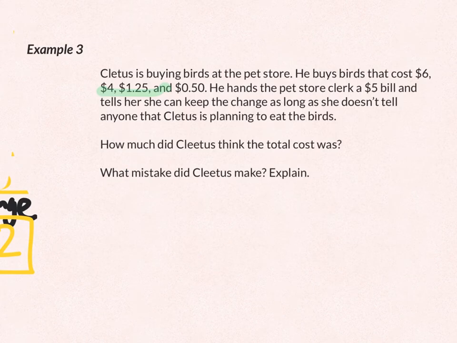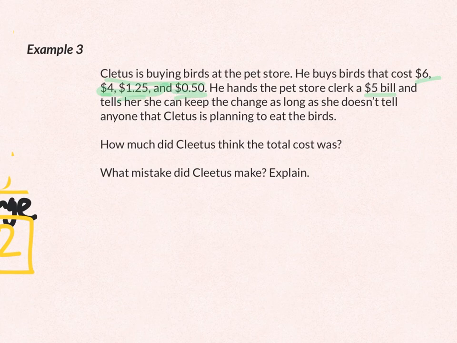Alright, here's the last one. Cletus is buying birds at the pet store. He buys birds that cost $6, $4, $1.25, and 50 cents. He hands the pet store clerk a $5 bill and tells her she can keep the change as long as she doesn't tell anyone that Cletus is planning to eat the birds.